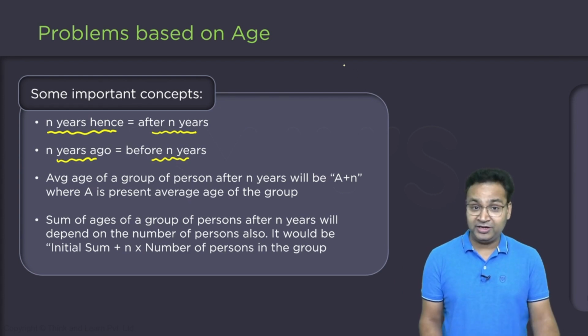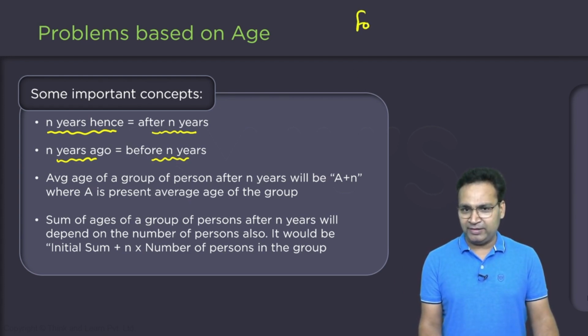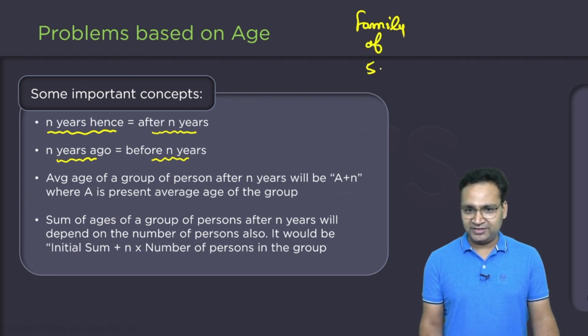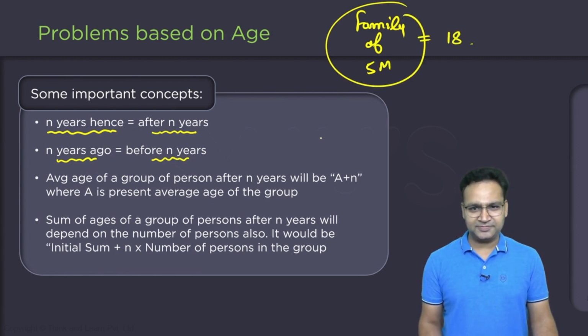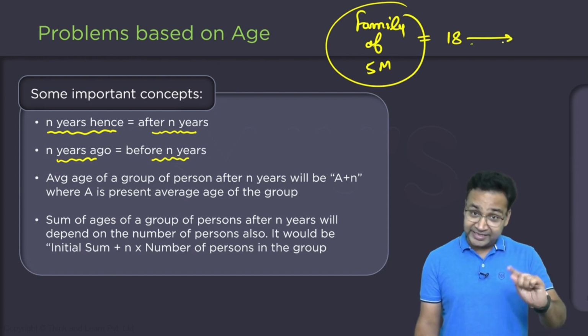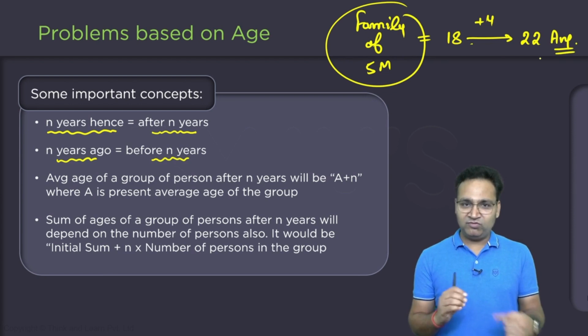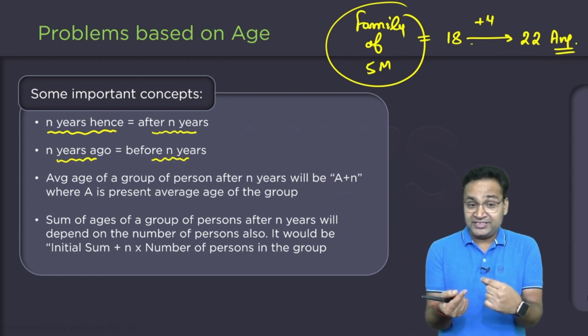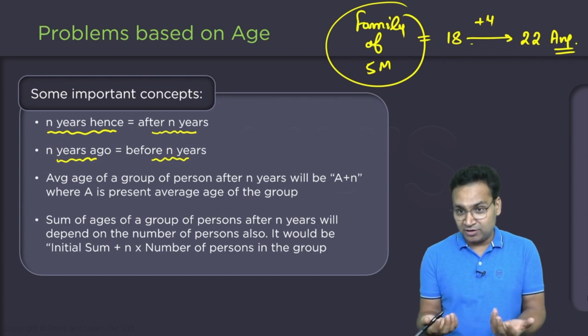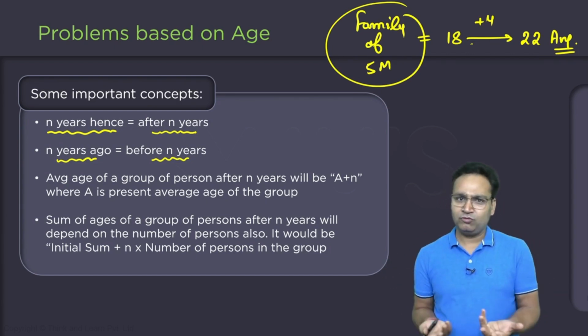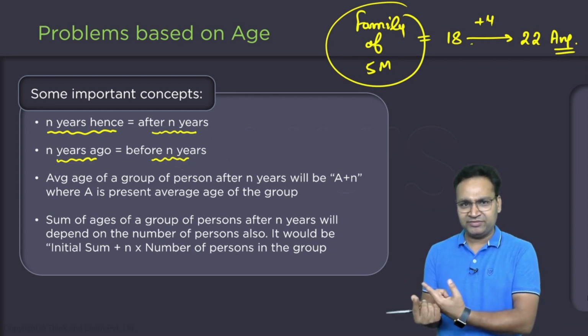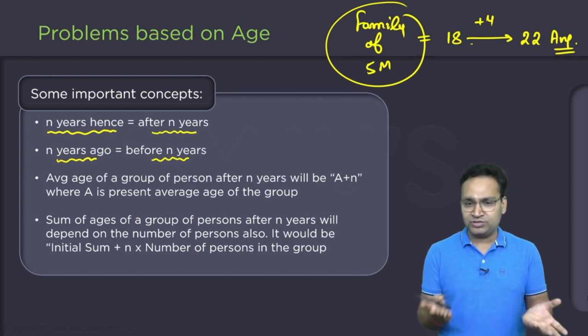This is really important. I say there is a family of 5 members, right? And if I say the average age of the family of 5 members is currently just 18 years. What will be the average age of the same family of 5 members after 4 years? 22. You got my point? The average will increase by the same number of years. If I say what is the average age 4 years ago, it will be 18 minus 4, 14. 1 year ago, 18 minus 1, 17. 2 years ago, 18 minus 2, 16.